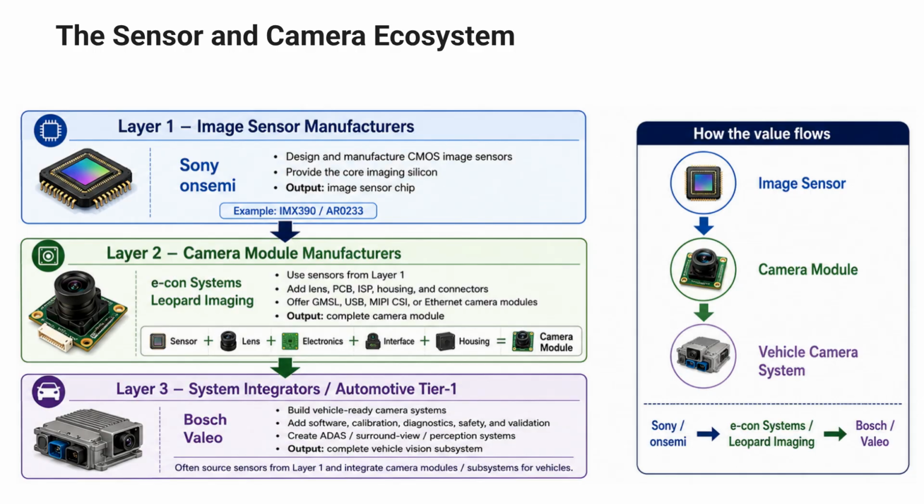Layer 3 includes system integrators and automotive Tier 1 companies such as Bosch and Valeo. They take the camera hardware and add software, calibration, diagnostics, safety functions, and vehicle integration. So in simple terms, Layer 1 makes the sensor, Layer 2 builds the camera, and Layer 3 delivers the complete vehicle-ready vision system.